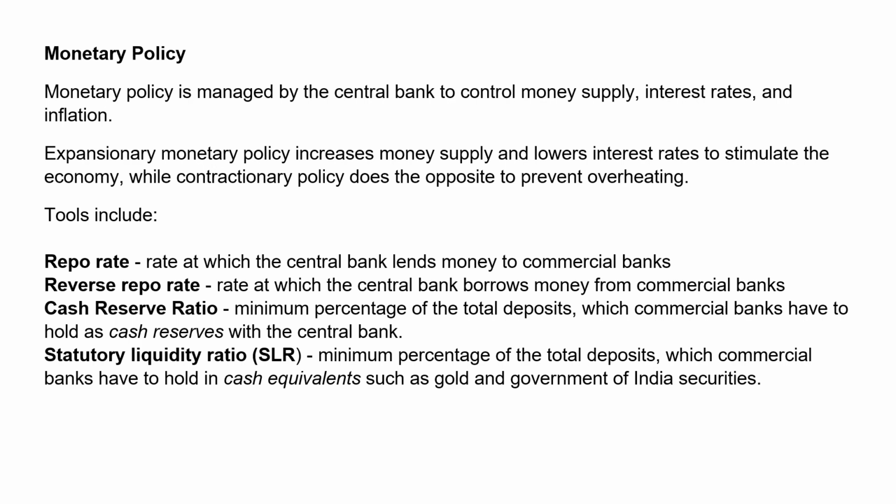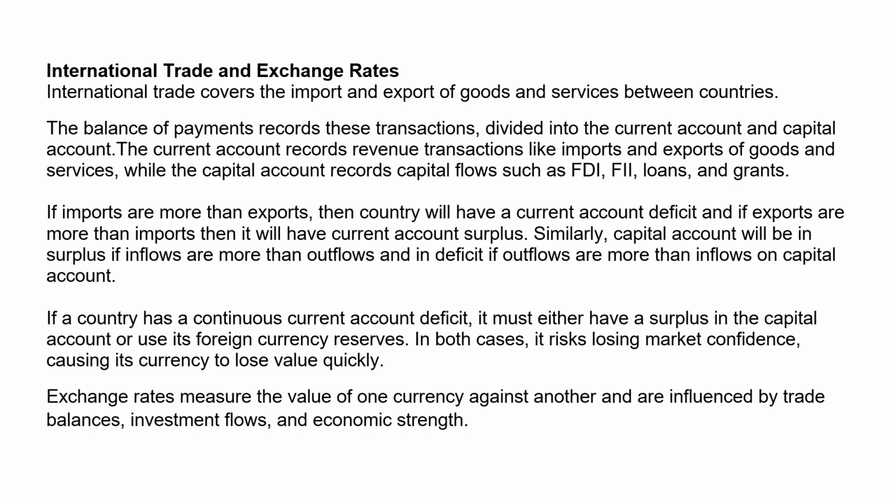SLR. Now let's understand what international trade and exchange rate are. Okay, what is international trade? International trade basically means import and export of goods and services between two countries, right? The balance of payments records these transactions, divided into current account and capital account. The current account records the revenue transactions like imports and exports of goods and services, while the capital account records the capital flows such as FDI, FII, loans, and grants.